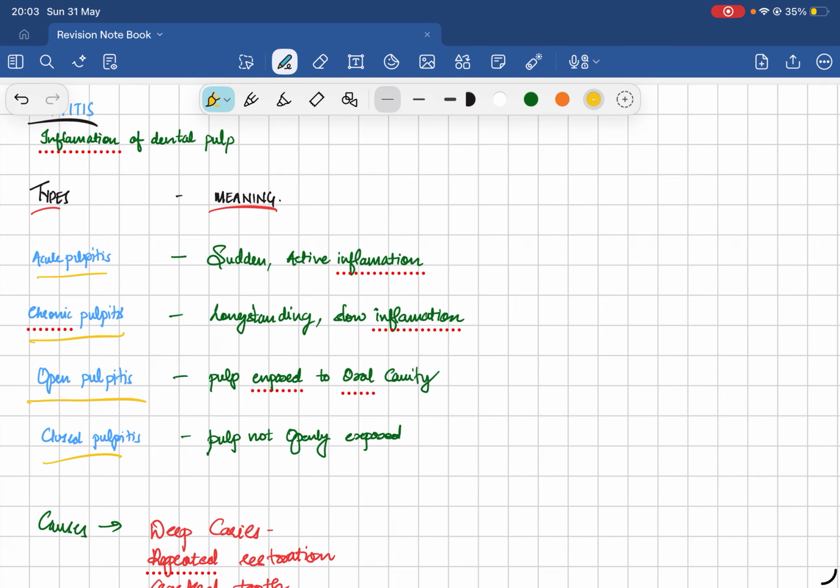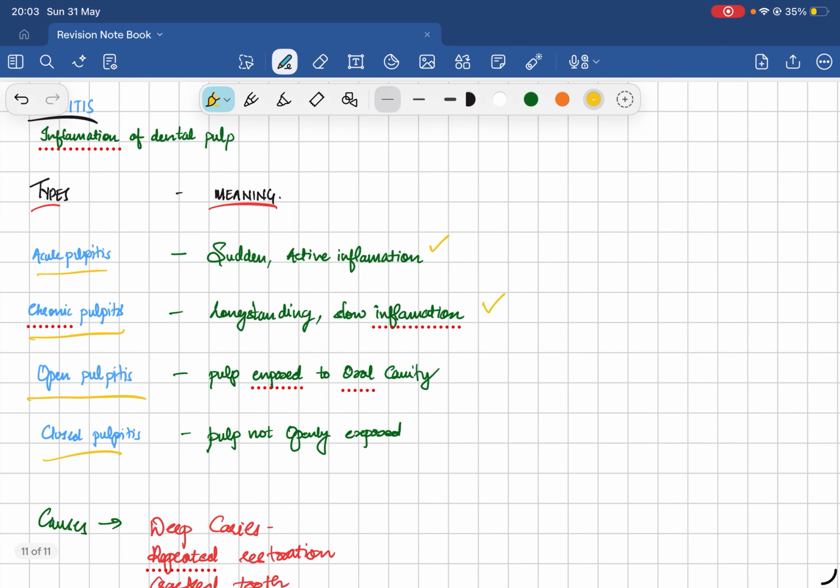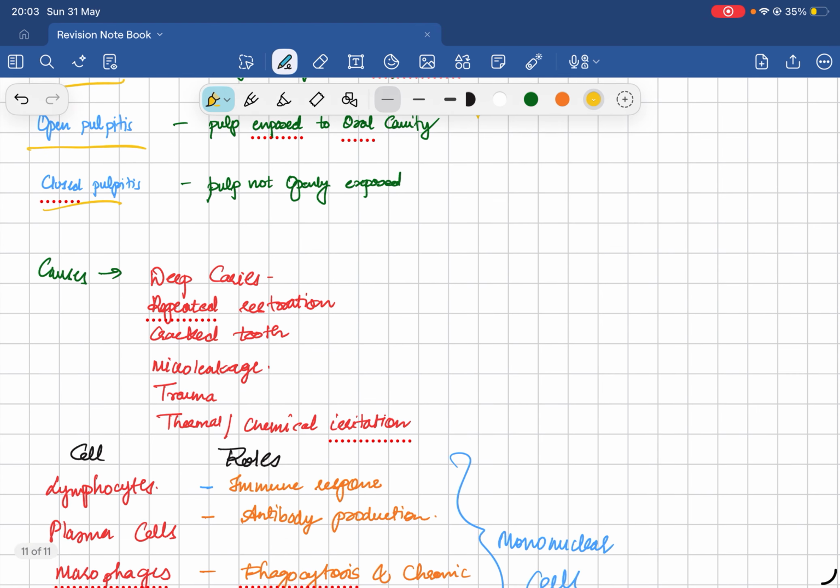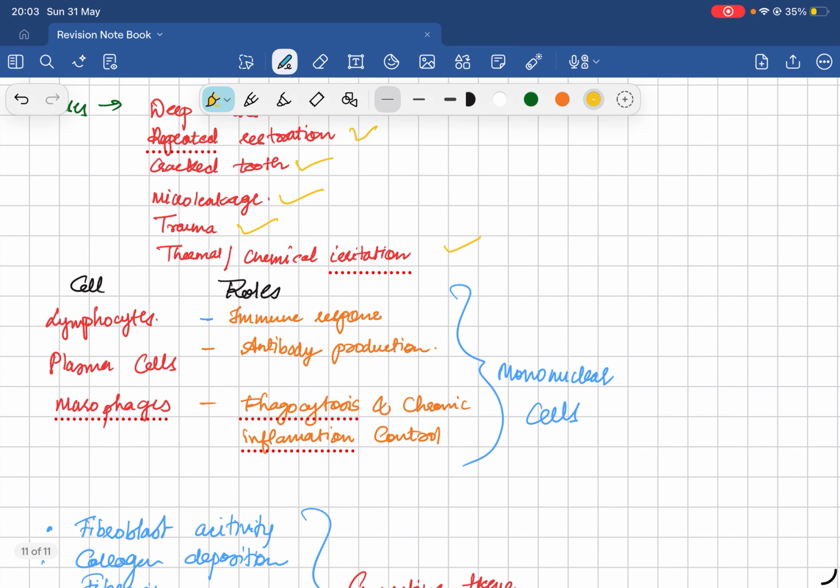Acute pulpitis causes sudden acute active inflammation. Chronic pulpitis is a long-standing slow inflammation. Open pulpitis will be pulp exposed to oral cavity. Closed, as it is named, will be closed and not open to the oral cavity. What are the causes? Main causes will be dental caries, repeated restoration, cracked tooth, microleakage, trauma, thermal or chemical reactions.